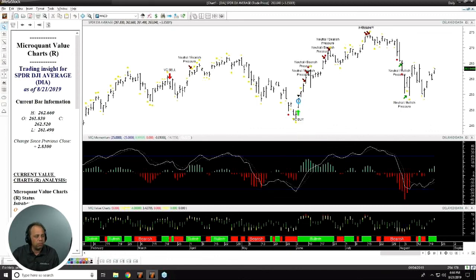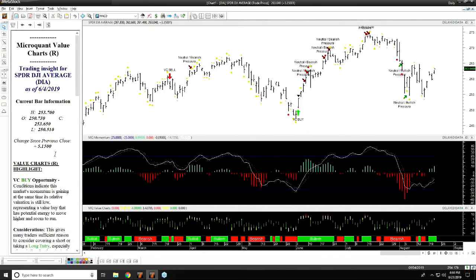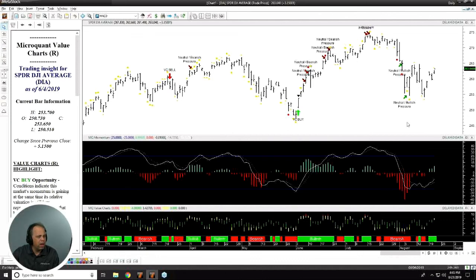And if I just put my commentary, this is the commentary over on the left-hand side, on the chart, it's going to say a VC buy opportunity. Conditions indicate market's momentum is gaining. At the same time, the relative valuation is low, representing a value to buy. So it's recommending a VC buy here. This would have been a great time to buy. We don't see a buy condition since then.